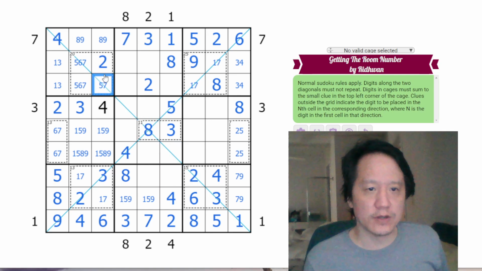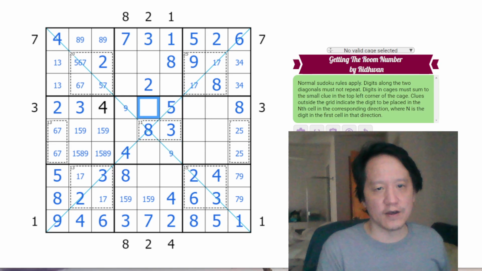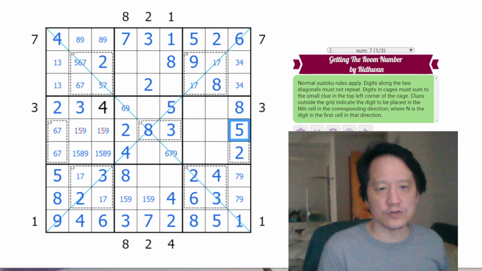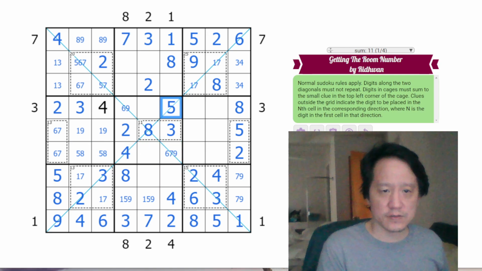So 5 cannot be here, so 5 has to be along this line. And one of these is 9. And we have a 6 or 7 along there. Okay. 2 cannot be here or here, so this is 2. So we got 2, 5, 2. So this becomes 1 or 9. So this cannot be 1 or 9. This is 5 and 8.